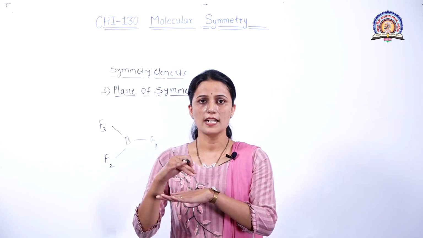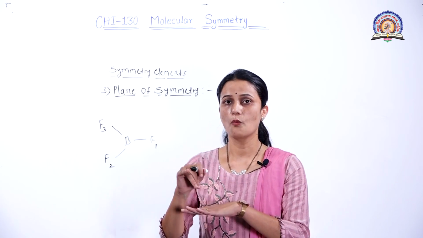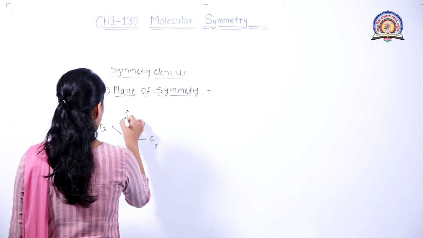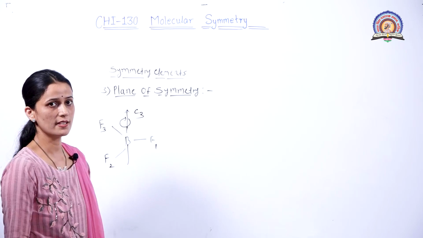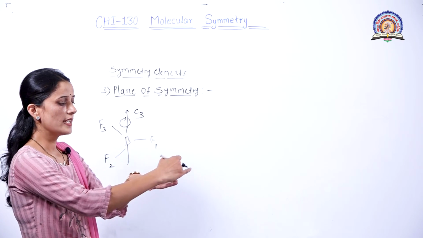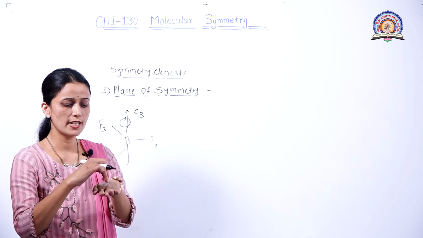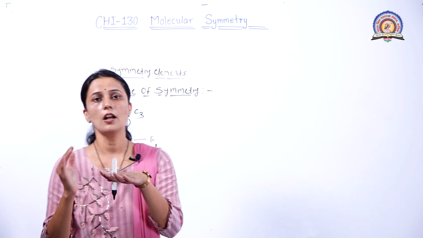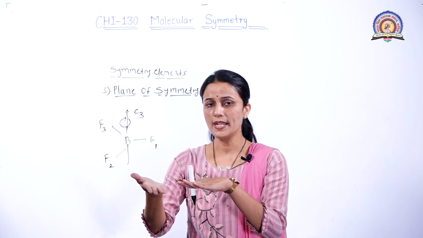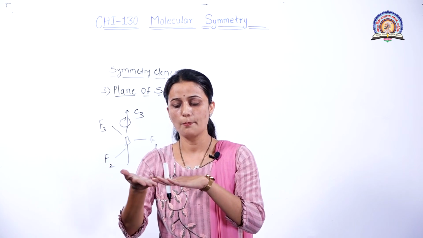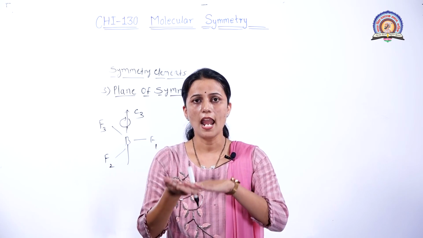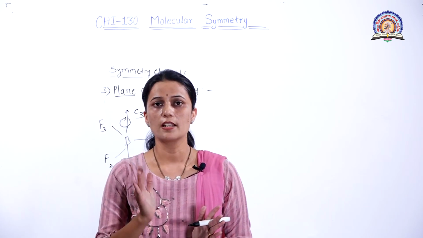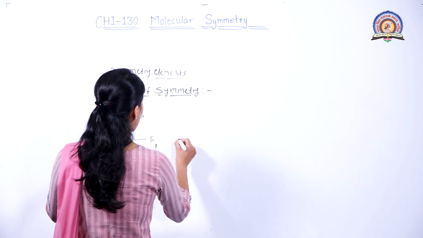As in your BF3, that is B, and all the remaining three fluorines are in one plane, your principal axis passes through this B, and the principal axis is C3. As your molecule is planar, here is one fluorine, another fluorine and another fluorine, here is your boron and this is your principal axis. If I pass a plane which is perpendicular to this principal axis, yes, this plane cuts this BF3 molecule into two equal parts which give mirror images. Okay, so sigma h is possible.